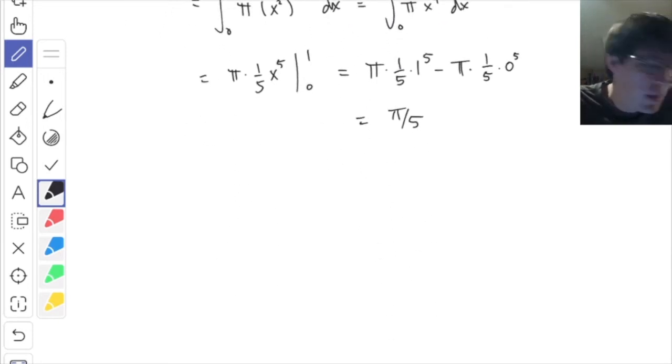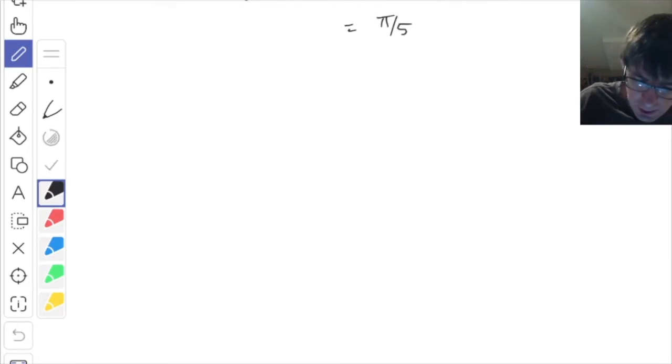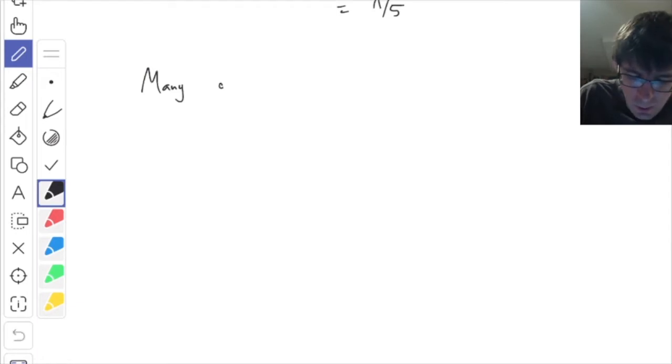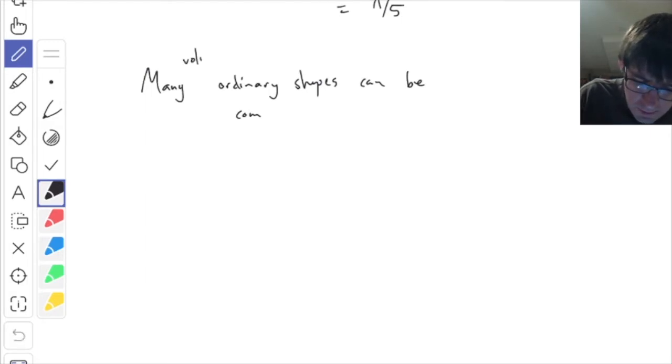Okay, that was a simple example. Let's, we got some time today. We're going to do some slightly fancier examples as we go. I'm going to say you can do this for many, shall I say, ordinary mathematical shapes. Many volumes of ordinary shapes can be computed like this.